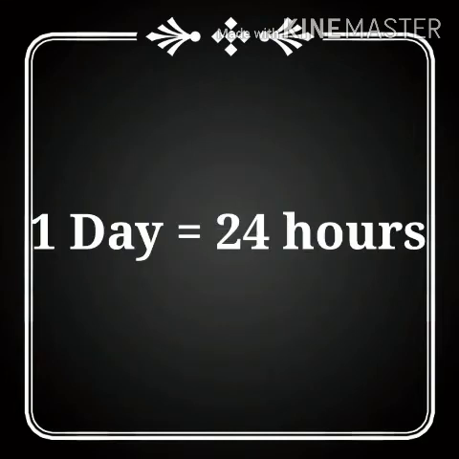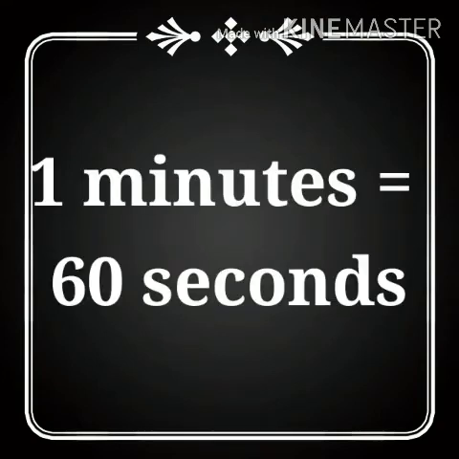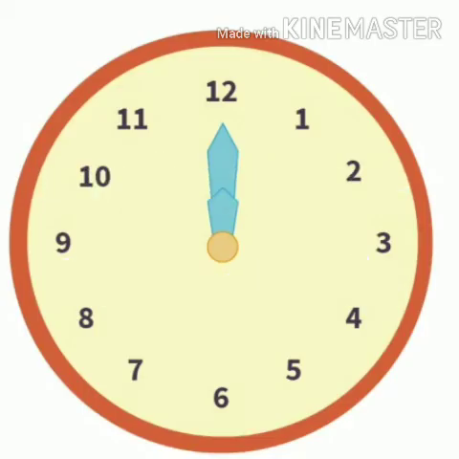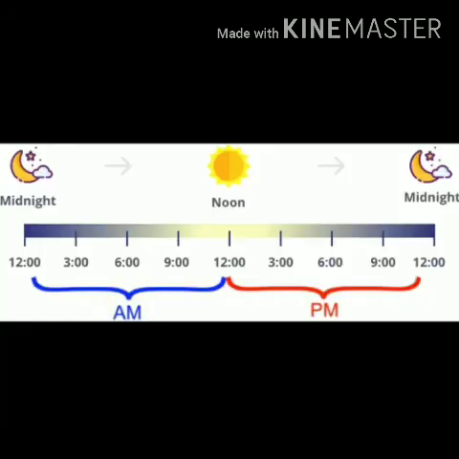Students, you all know that there are 24 hours in each day. One day equals 24 hours. There are 60 minutes in 1 hour. 1 hour equals 60 minutes. There are 60 seconds in every minute. 1 minute equals 60 seconds. But this clock only shows 12 different hours. Yes, that's why we need AM and PM. If you see AM, it means the first half of the day. PM means the second half of the day.